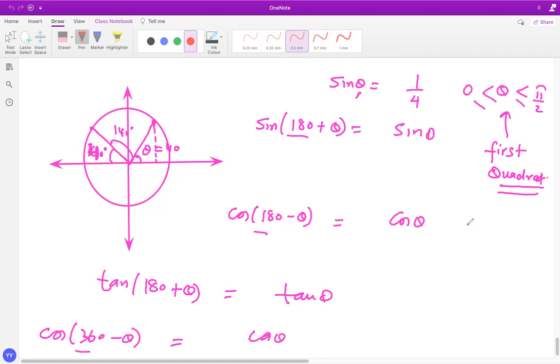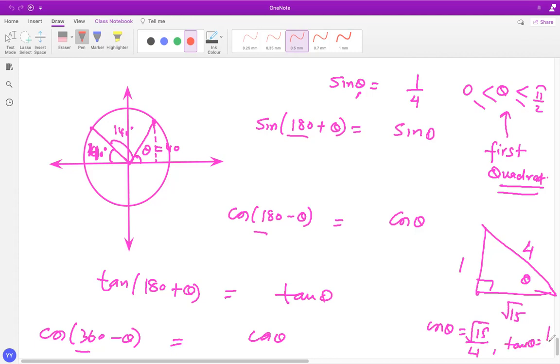Now, before I do these numerical calculations, let's say this is theta. If this is 1, this is 4, and this is root 15, then cos theta is actually root 15 over 4, and tan theta is 1 over root 15. Now let's do this first one. Sine of 180 plus theta. If my angle is in the first quadrant, if I do 180 plus theta, the angle moves to the second quadrant.